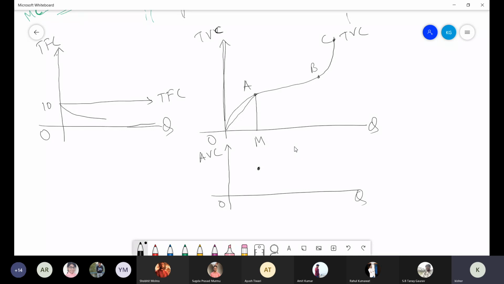At B, slope of the line OB. Similarly, you draw a perpendicular, you will get the slope of the line OB. At B, slope of the line OB is less than slope of the line OA. So you are getting a little bit lower value. At C, slope increases in comparison to B. So you are getting a value somewhere, suppose here.